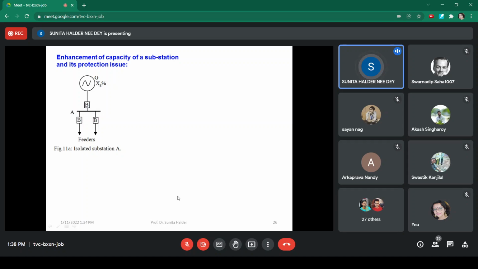So another thing is the enhancement of capacity of a substation and its protection issue. Why is enhancement of capacity required? Due to enhancement in load: if the load is increased, then it is required to increase the capacity of a substation, that means the generation capacity or incoming power capacity of a substation. Consider that this is an isolated substation, that is not interconnected to anything.